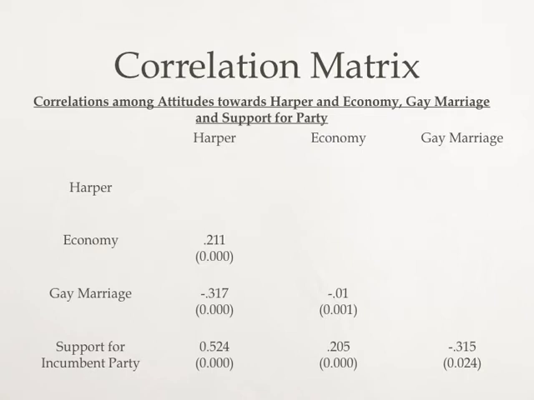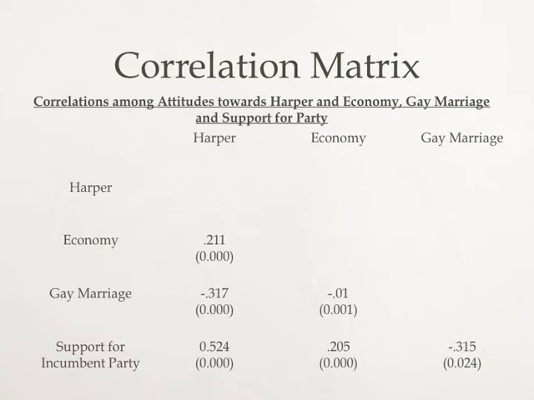Because this is a public survey, 0.211 is a strong relationship, while the cell of gay marriage and Harper was negative 0.317, which indicated that those who support gay marriage are less likely to support Stephen Harper. And the R-squared explained 10% of the variance, while for the support of the incumbent government and Harper it was 0.524, which indicated that those who supported the current government were more likely to support Stephen Harper, and the R-squared explained 27% of the variance, which is high, and thus this can help us conclude that this might be a good predictor for this relationship.